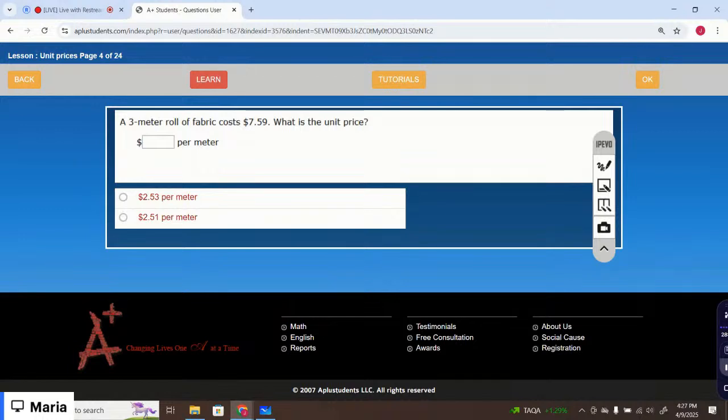A 3 meter roll of fabric costs $7.59. What is the unit price? 7.59 divided by 3 per meter. Option number one is the correct option.